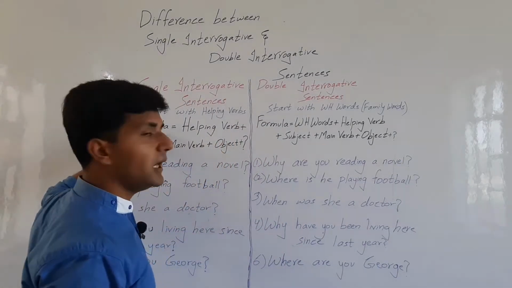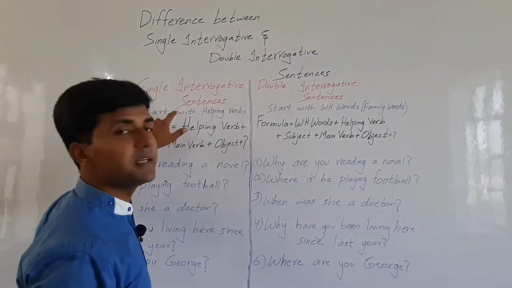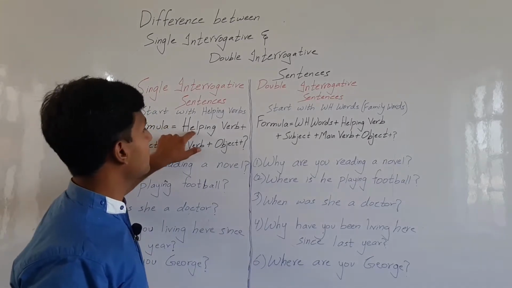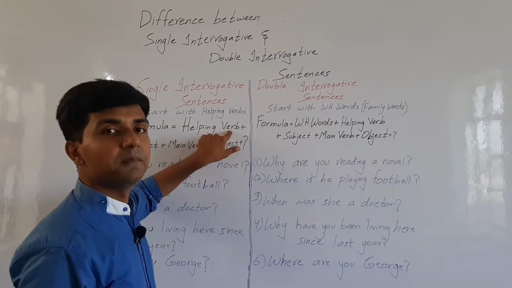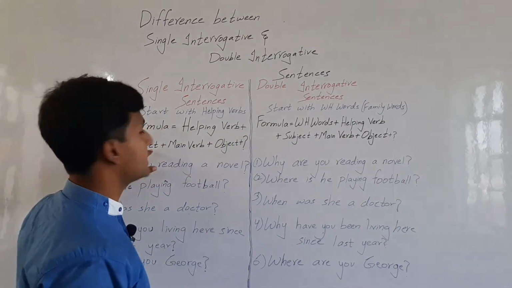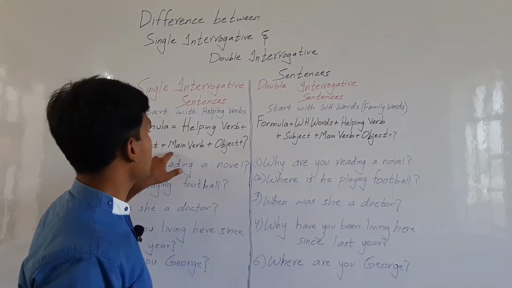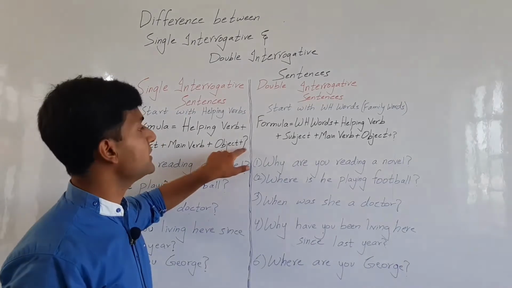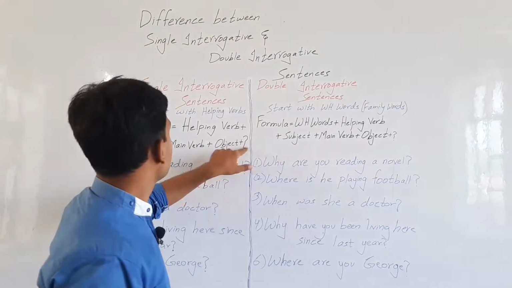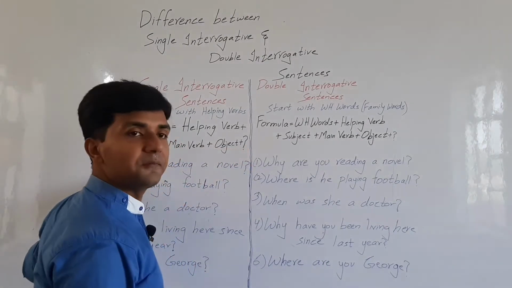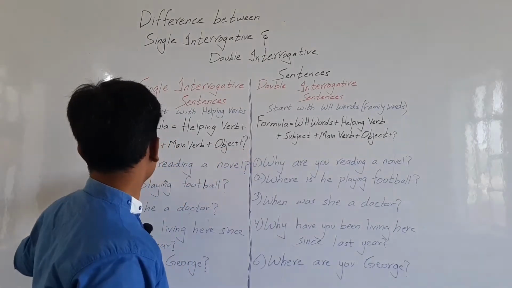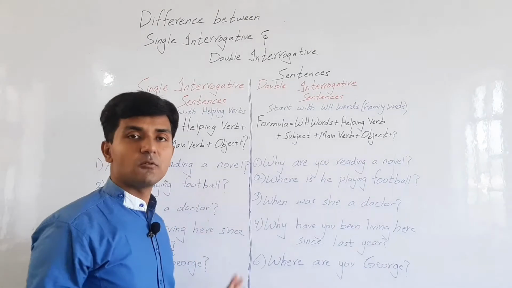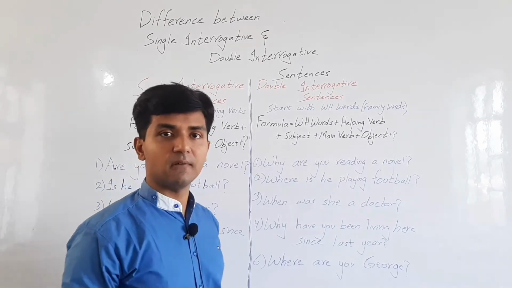Here I have written the formula of single interrogative sentences. So what is its formula? I wrote helping verb plus subject plus main verb plus object and at the end question mark. I have written here a sentence: are you reading a novel? Here is a question, are you reading a novel?